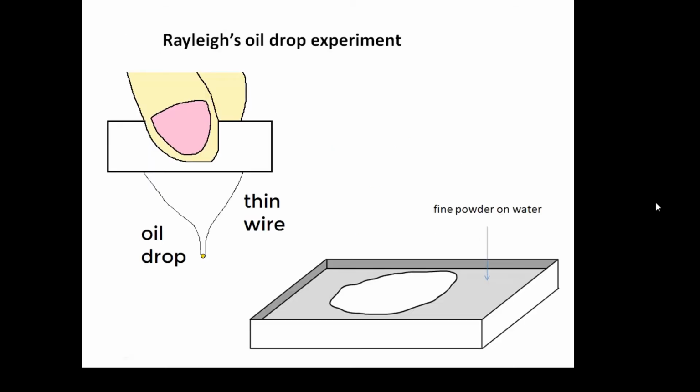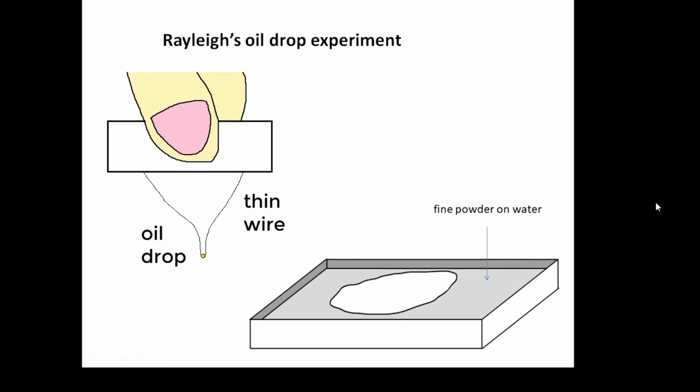This is an experiment you should have done. It's called Rayleigh's oil drop experiment, and it's good for estimating the size of an oil molecule. You get a very thin wire, you dip it in oil, you use a magnifying glass, you get the diameter of the oil drop, then you put the oil drop on water, and it spreads out to form an oil slick, and you measure the diameter of the oil slick. And from that data, you can work out the size of an oil molecule.